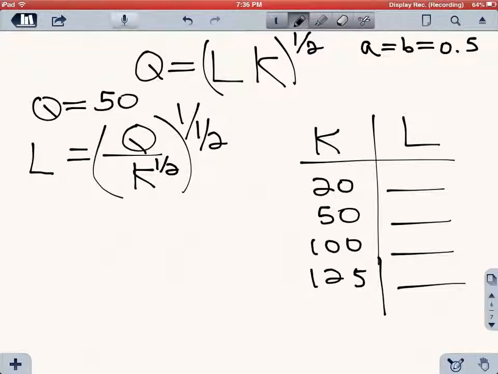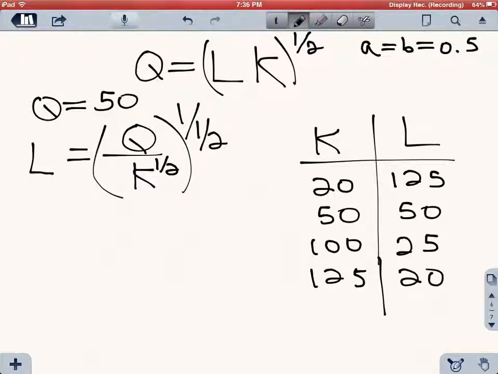And now you know that Q equals 50. So all you have to do to find the values of L is to plug in 50 for Q and the different values for K: 20, 50, 100, and 125. And if you do that, the values you will get for L, hopefully you got those values, is 125, 50, 25, and 20.